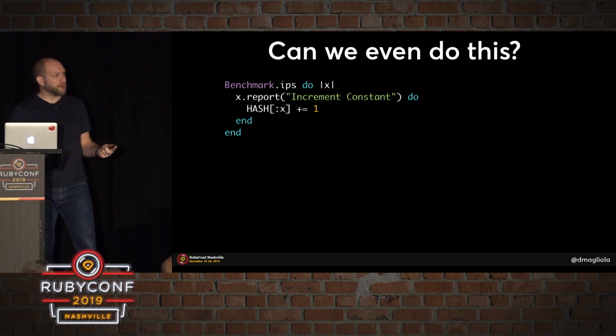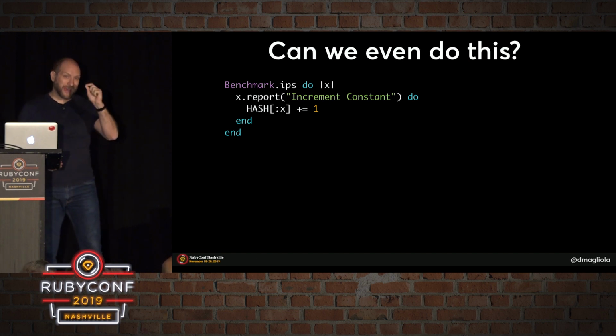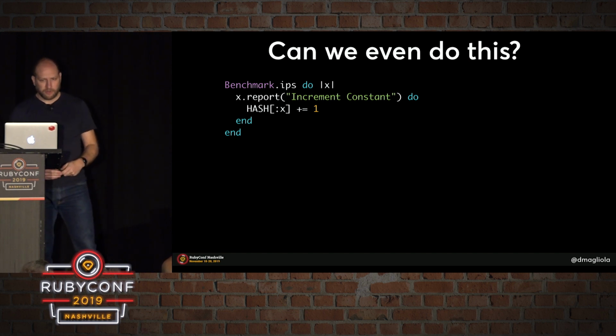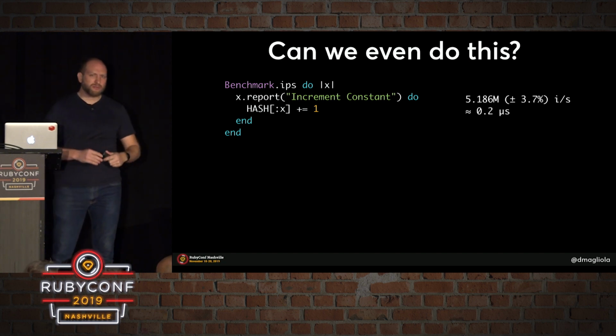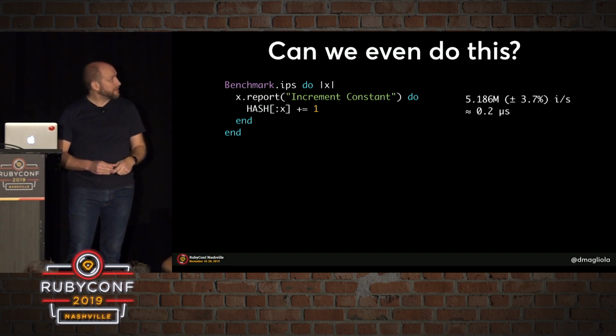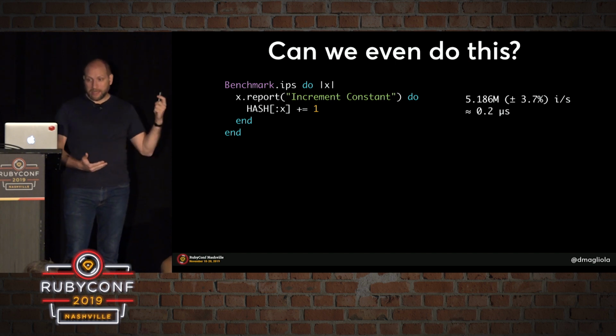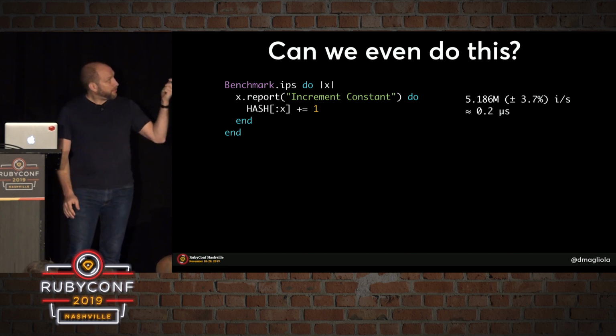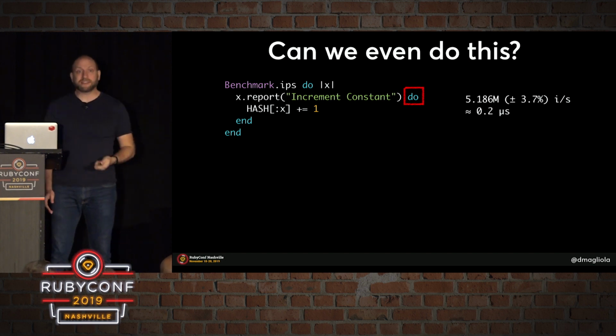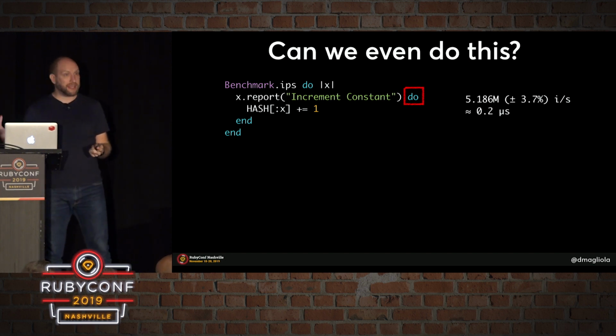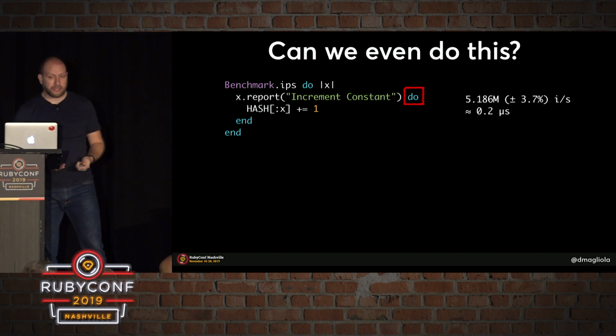But it's not going to help you answer the question, how long does it take to do X when X is this tiny? For example of what I mean, if I run this on my laptop, it gives me about 0.2 microseconds for incrementing a hash, which is great, but it's a lie. Because here's the thing. For each iteration, I need to run a block. And calling a block is really fast in Ruby. But compared to other things like incrementing a hash, it's still a significant chunk of how much time you're spending.